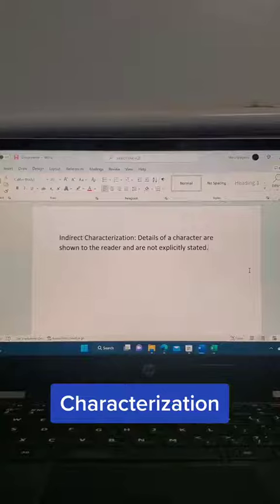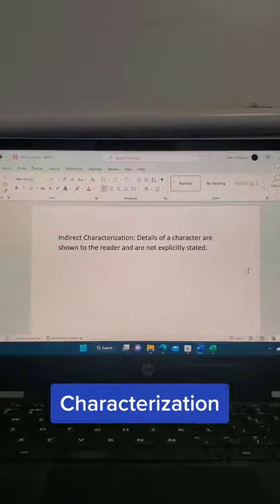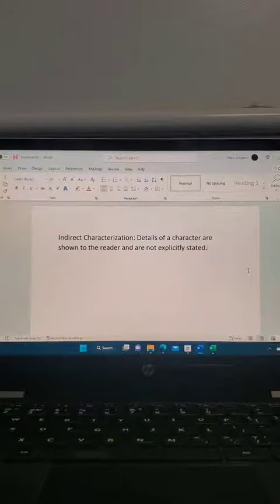Indirect characterization, on the other hand, is when details of a character are shown to the reader and are not explicitly stated. Just based off of those definitions, you may already be thinking of the differences between showing versus telling. Both are actually important to tell a good story, but I'm going to demonstrate why indirect characterization can be really effective and why direct characterization can be really effective.